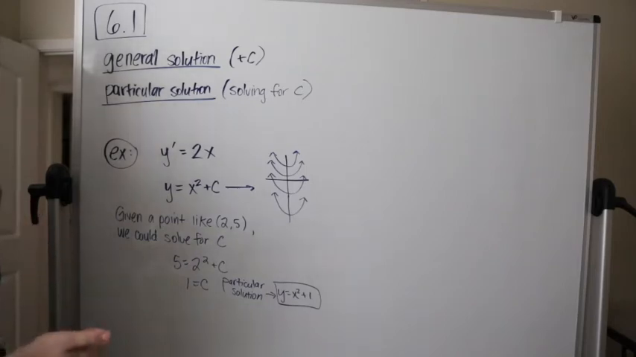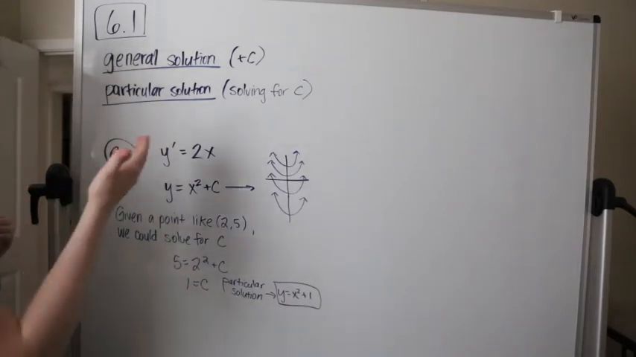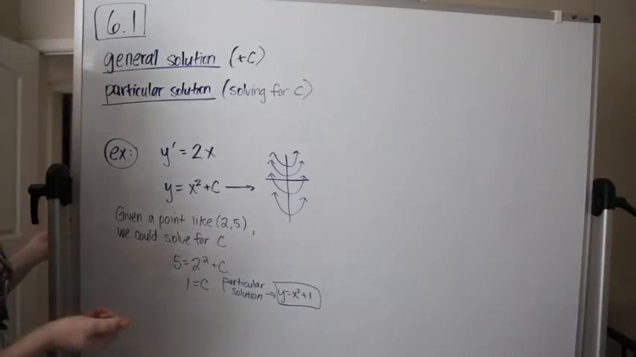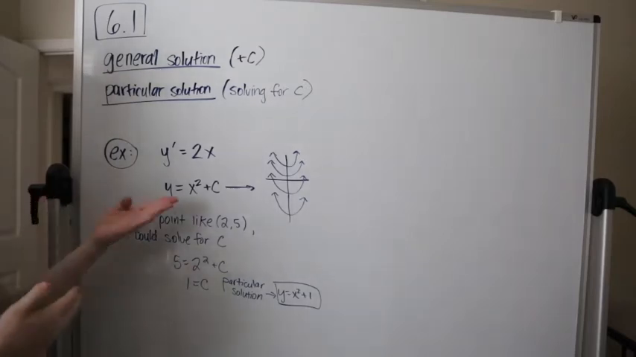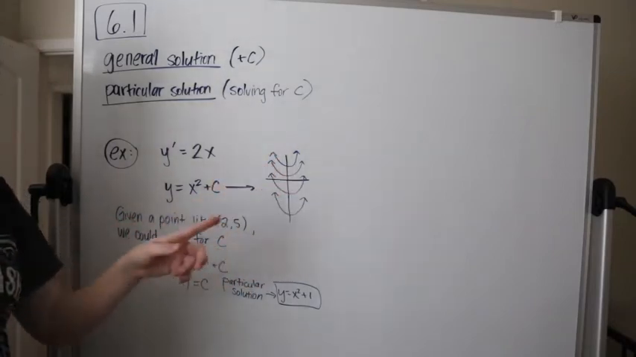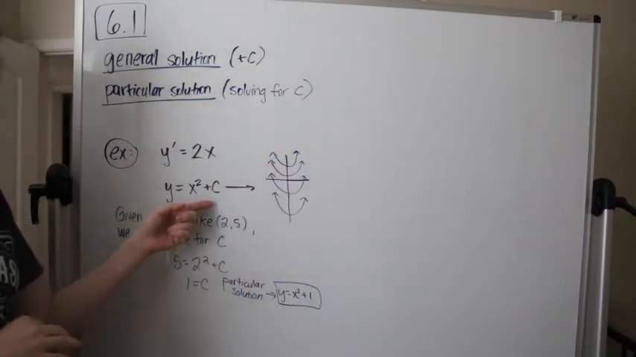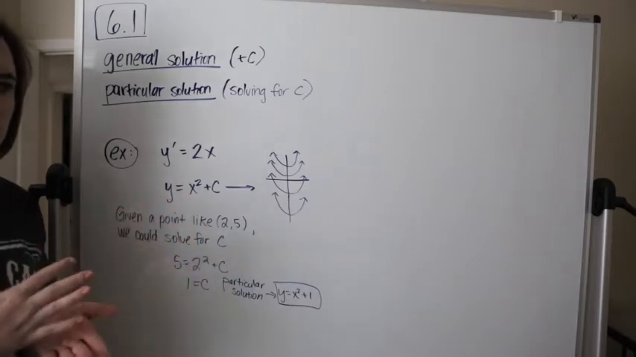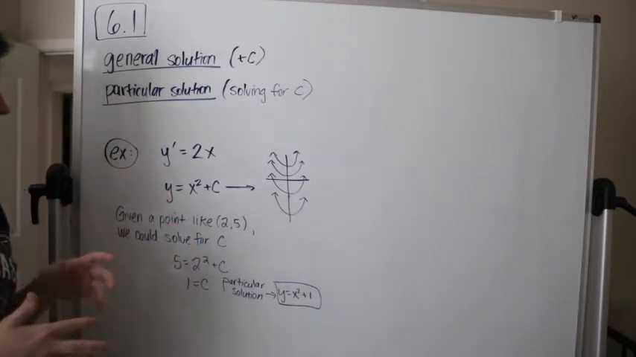So for example, if we have y prime equals 2x, we can integrate this and get y equals x squared plus c. The idea being that we don't know what c is. It could have any intercept, so all of these parabolas here would fit this equation. So it's a general solution because it's giving us a bunch of options of what it could be.